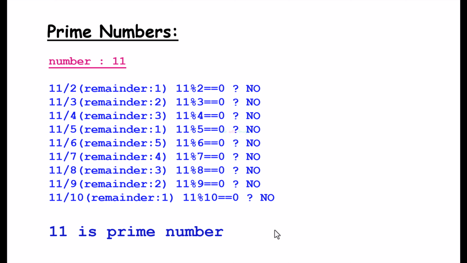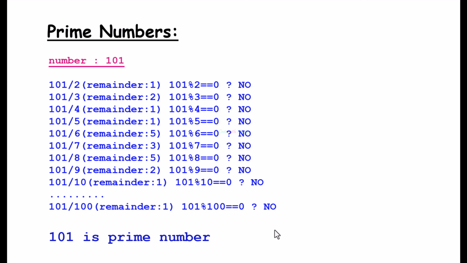Now my next question is, is it necessary to divide the given number from 2 to the previous number of that number? For example, what if the given number is 101? Do I need to divide the number from 2 to 100? Actually no, there is a shorter and faster method to check whether the given number is prime or not. No need to divide the number from 2 till the previous number of the given number.